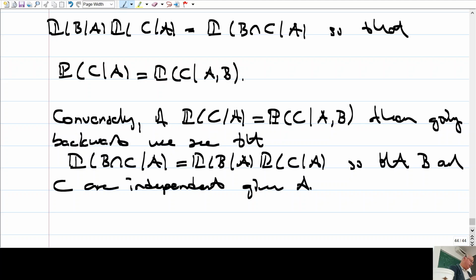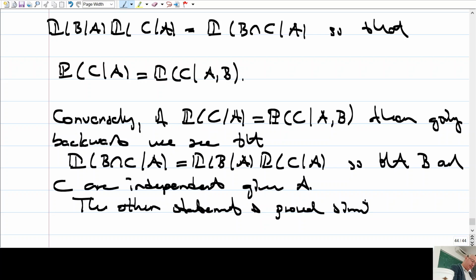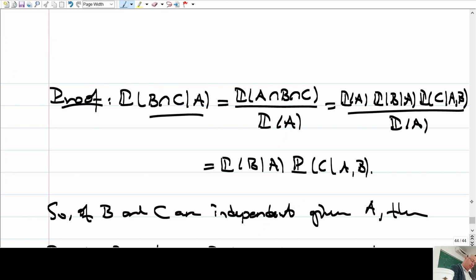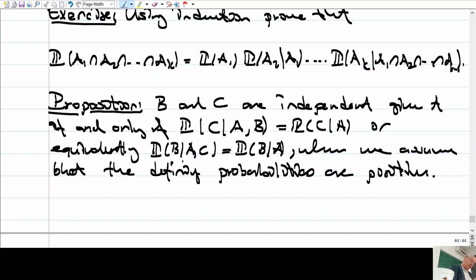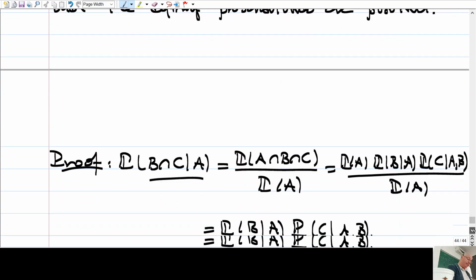The other statement is of course the same thing, right? So I have two statements, but the other statement is proved similarly. So the second statement is this, but they are the same basically. Okay.